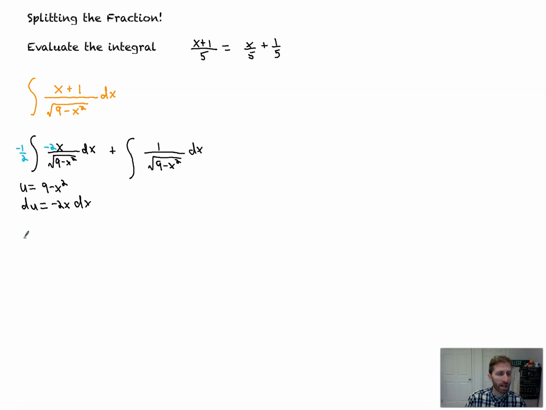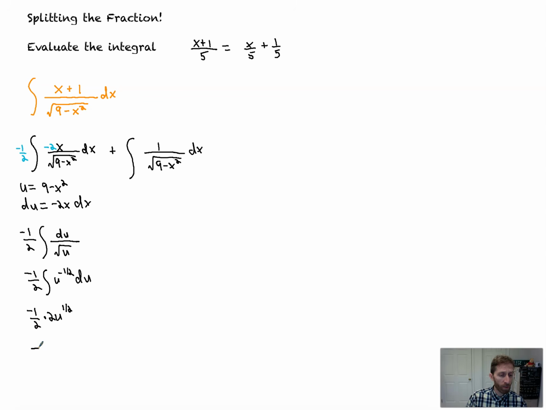Minus 2x dx is du. I've got minus 1/2 times the integral of du, very nice, all over the square root of u. Well, that's really just negative 1/2 times the integral of u to the negative 1/2. And when you integrate that, you're going to add 1, of course, and then divide by the 1/2 that you'll get. So that's negative 1/2 from here. You get u to the 1/2 times 2. And it's times 2 because it's the same as dividing by the 1/2 we got. So more on that in a little bit.